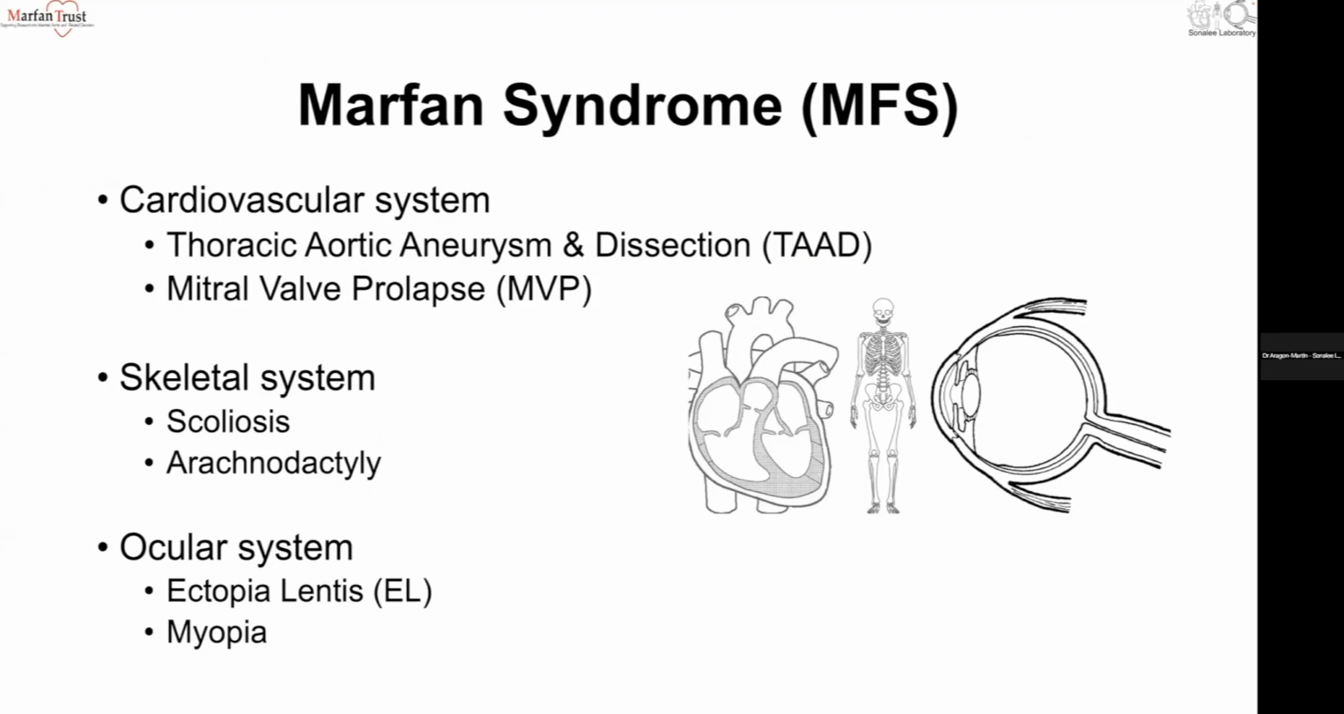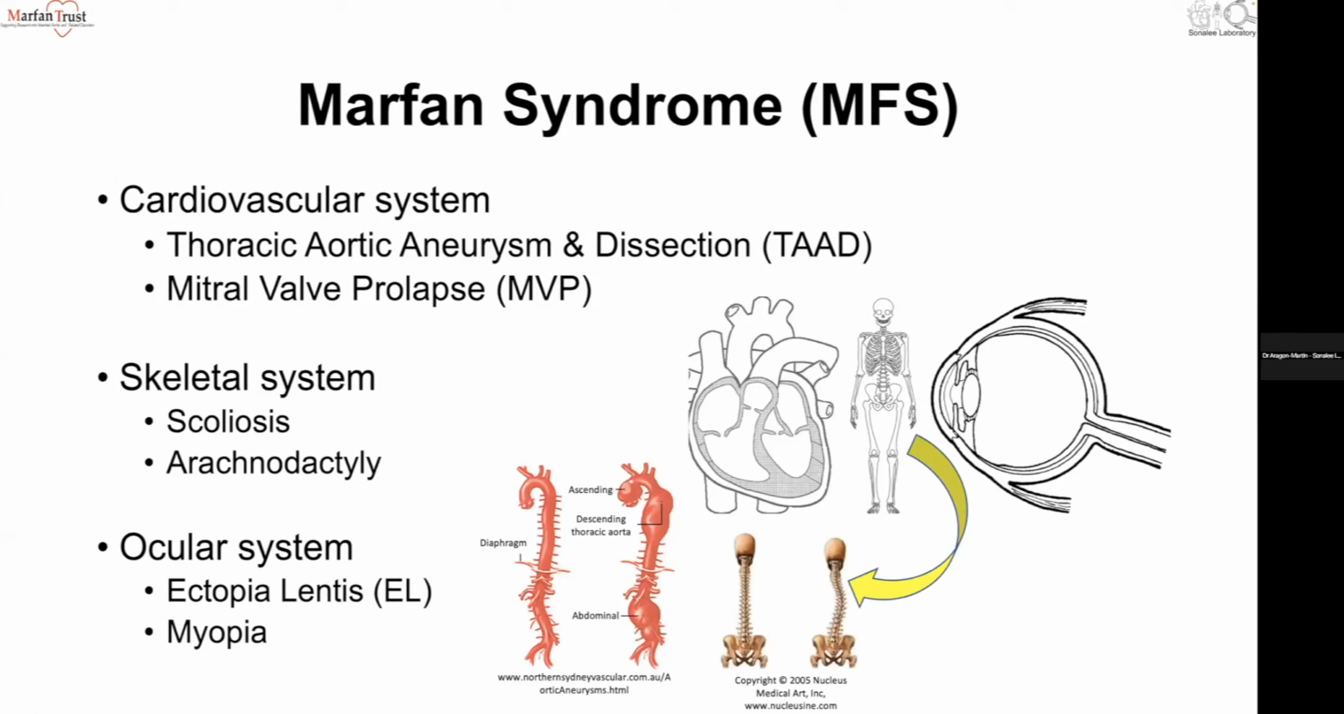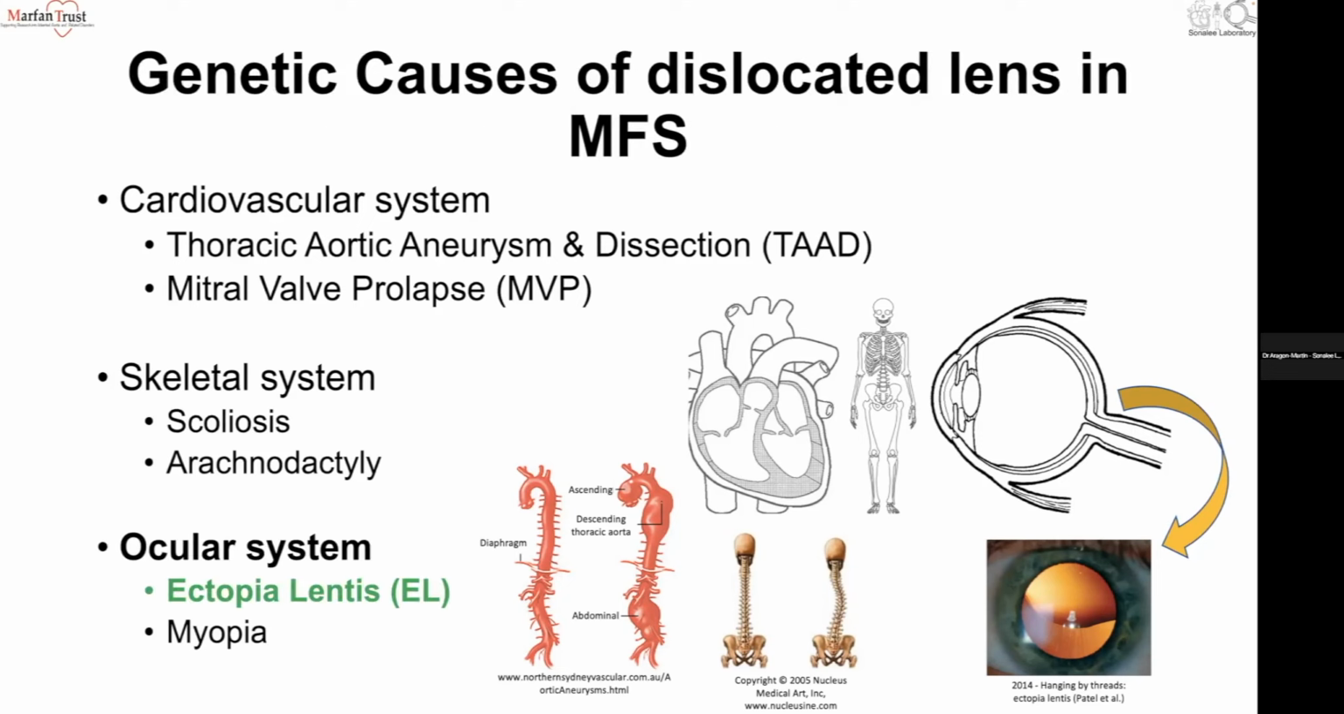First, the clinical features in Marfan syndrome can be seen in the cardiovascular system, with thoracic aortic aneurysm and mitral valve prolapse. Those are two examples. You can also have the skeletal system affected, with scoliosis or arachnodactyly. And also in the ocular system, you have ectopia lentis or myopia. Again, these were just examples from the three systems of the many clinical features expressed in Marfan syndrome patients. In this talk, we are going to focus on the clinical feature called ectopia lentis, or EL.